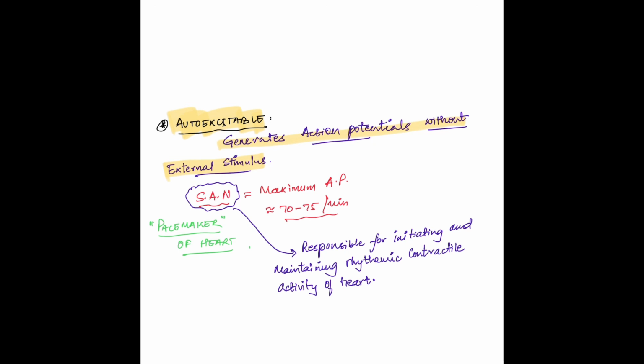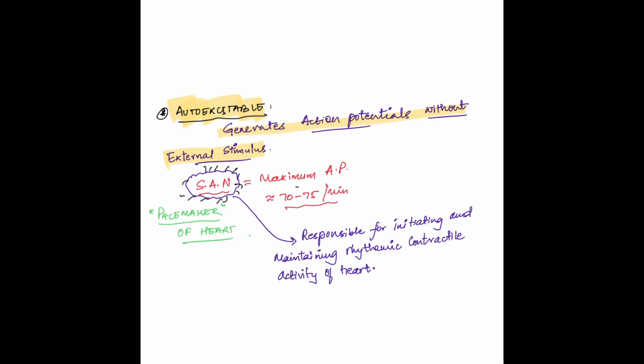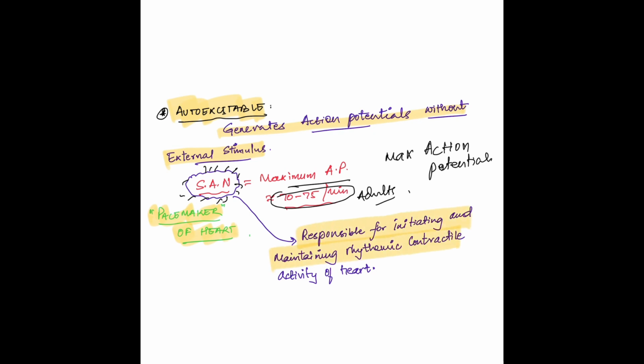The SA node can generate the maximum number of action potentials. That is, it can generate about 70 to 75 action potentials per minute. Hence, it is called the pacemaker of the heart. The SA node is responsible for initiating and maintaining rhythmic contractile activity of the heart. Therefore, each action potential generated by the SA node results in contraction of the atrium and the ventricles and pumping of blood by the heart. So, each action potential generates one heartbeat. Therefore, our heart normally beats at 70 to 75 times a minute.